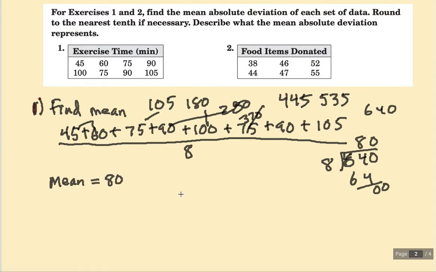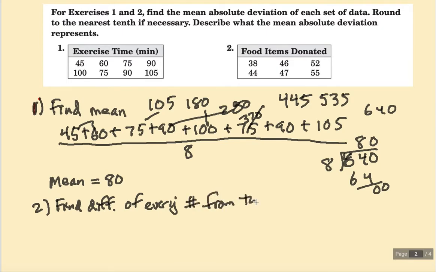So my mean is 80. Now the next step is you are going to find the difference of every number from the mean. The way you do that is you think about the distance it is away from the mean on a number line. So all these numbers are going to be positive. We're not doing positives and negatives in this.